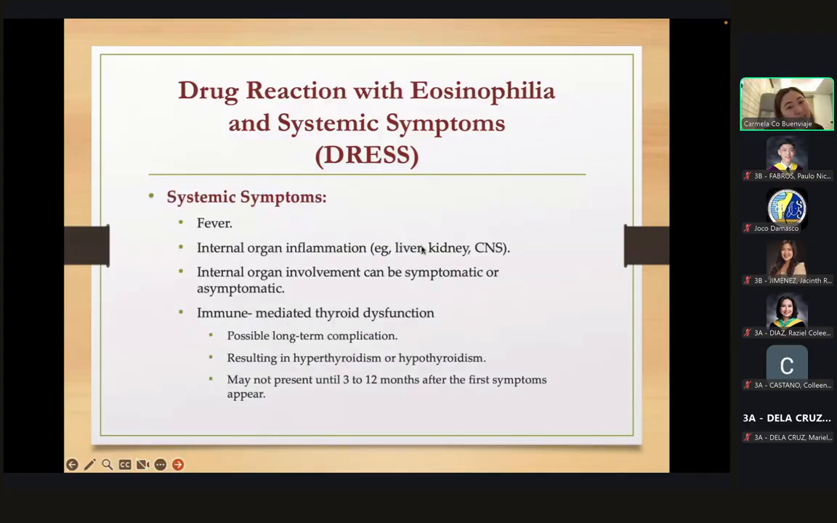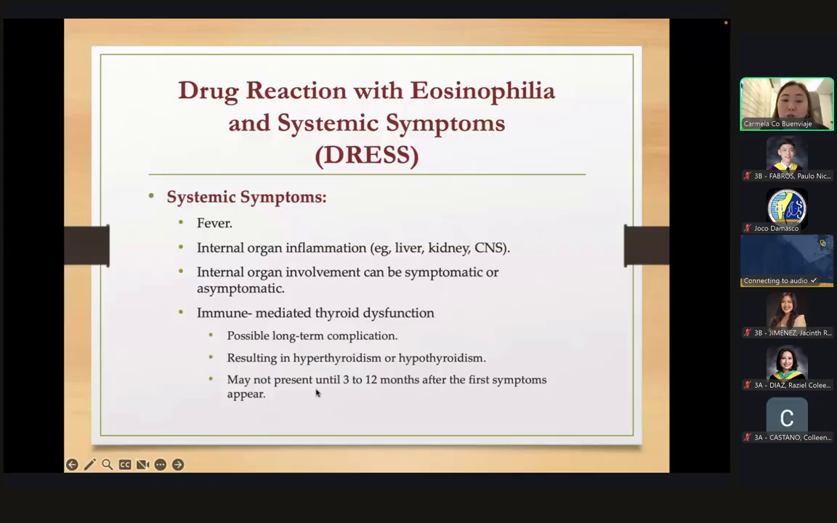Okay, so for the systemic symptoms associated with DRESS, there's almost always fever, and internal organ inflammation of the liver, kidney, CNS. Internal organ involvement can actually be symptomatic or asymptomatic. That's why we should work the patient up. And then sometimes there's also an immune-mediated thyroid dysfunction. This is one of the long-term possible complications in DRESS. The patient may have hyperthyroidism or hypothyroidism eventually. Sometimes this is delayed. It may not present until 3 to 12 months after the first symptoms of DRESS have appeared.